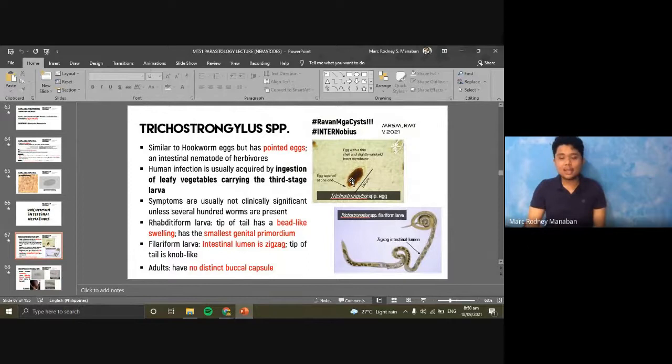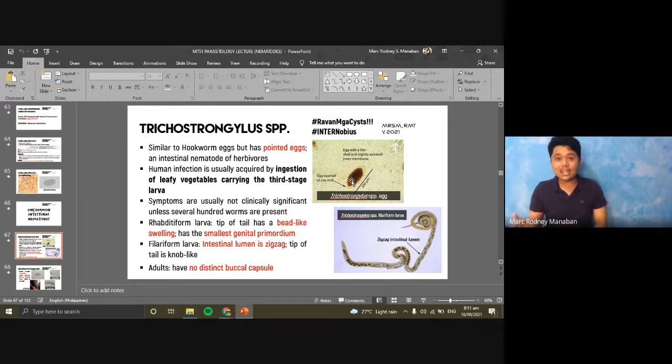Because again, they are acquired accidentally by ingestion of leafy vegetables that contain your filariform larvae. And of course, your herbivores, they like leafy vegetables. So it is common for them, no? Within the vegetables, it contains the filariform larva. So Trichostrongylus has the same infective stage as your hookworm and strongy, but the difference is the mode of transmission. Trichostrongylus is acquired by ingestion, okay, of the filariform larva, usually found in leafy vegetables. Hookworm and strongy is again skin penetration, all right?